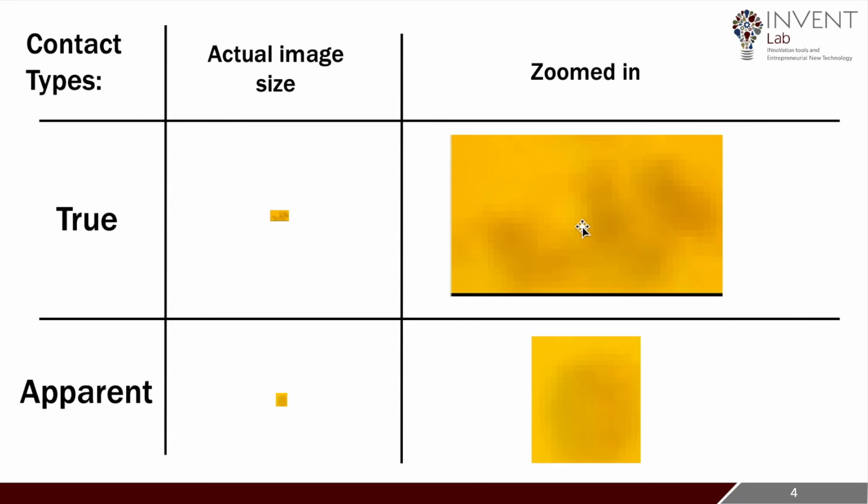Further, because of the more wispy nature of true contact, you can see that there is a greater variation in the coloration across the sample, whereas apparent contact tends to have a much smoother transition through colors.